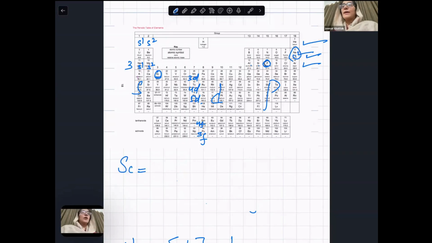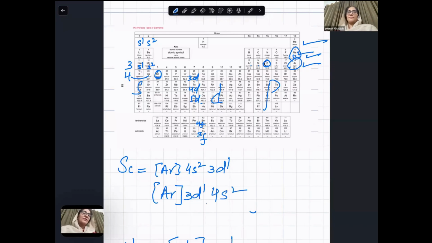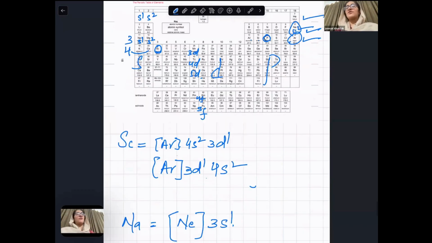Scandium, shorthand: argon. This is period 4, so 4s2 and 3d1. But how are you supposed to write it? Argon, 3d1, 4s2.